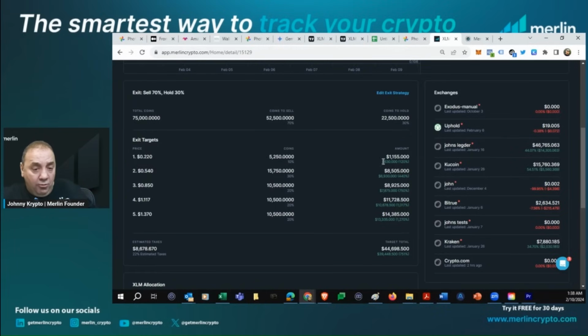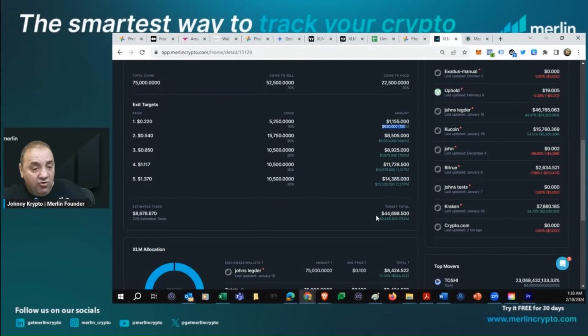You'll be able to see here also your profits. So you'll know how many coins to sell, what your actual sell is, what your actual profit is. And down here is your total profit and your total tax liability.